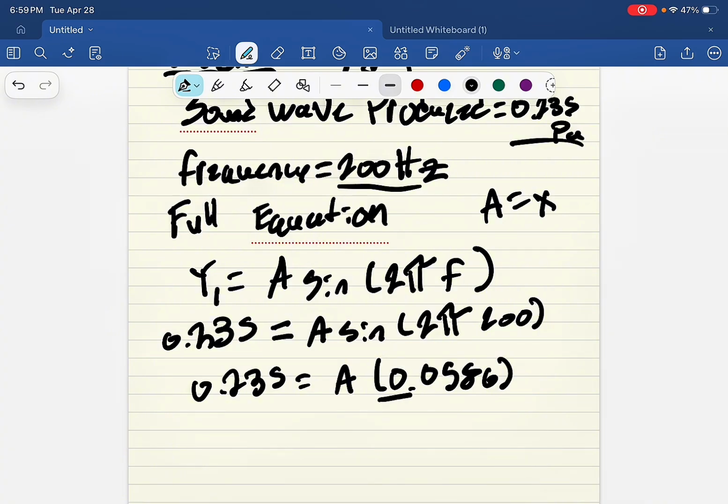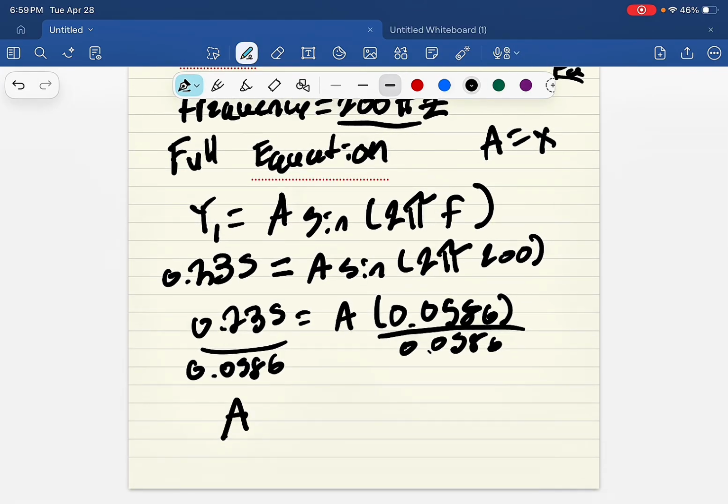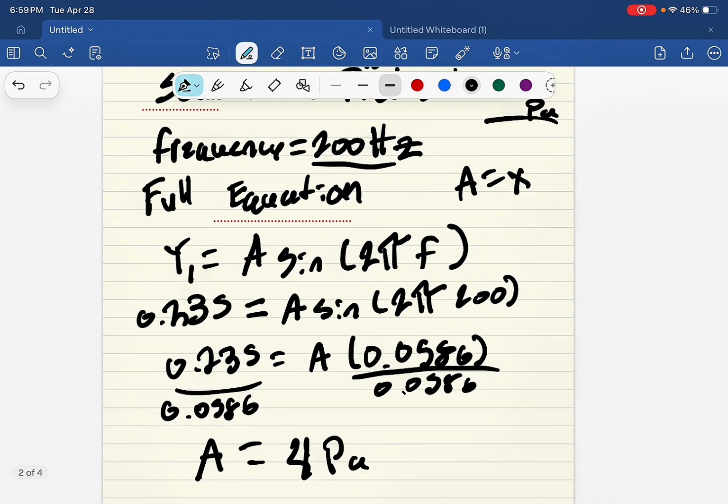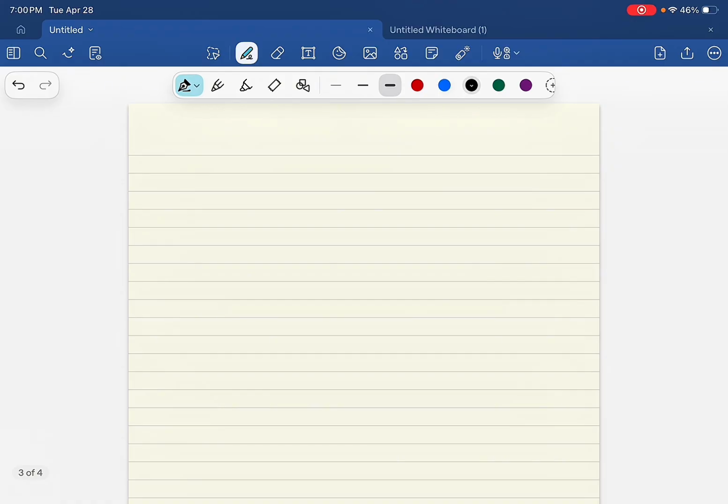And now we need to solve for the amplitude. So we're going to divide by that 0.0586, and when we do it to one side, we have to do it to the other, which leaves us with 4 pascals. And now when we go over here, that's our amplitude for the first one. So the amplitude equals 4 pascals.